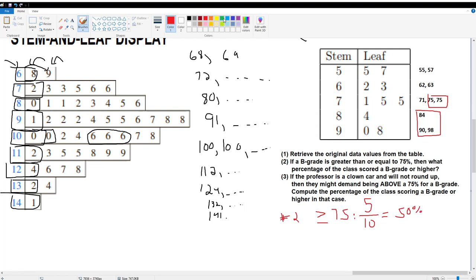But now, what about the third part? Let's suppose your professor is a poop head and doesn't round anything. So you had exactly a 75. Not good enough. We're not rounding that up. So let's suppose your professor never rounds anything at all. So now let's suppose you have to be outright higher than 75.0. Now what percentage of the class has a B grade or higher? In this case, these 75s no longer count. Only the 84 to the 98 do. So this time we're down to 3 out of 10, which is now 30%.